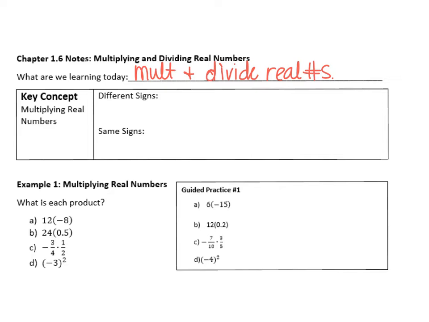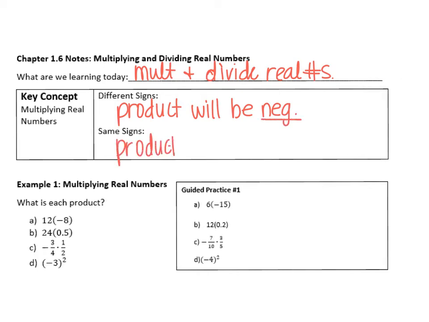Okay, if you're multiplying two numbers and you have different signs, your product will be negative. And the product is what you get when you multiply two numbers. But if you're multiplying two numbers and they have the same sign, your product will be positive. So if you have a positive times a negative, that's going to be negative. But if you have a positive times a positive, that will be positive. Or a negative times a negative, that will be positive.